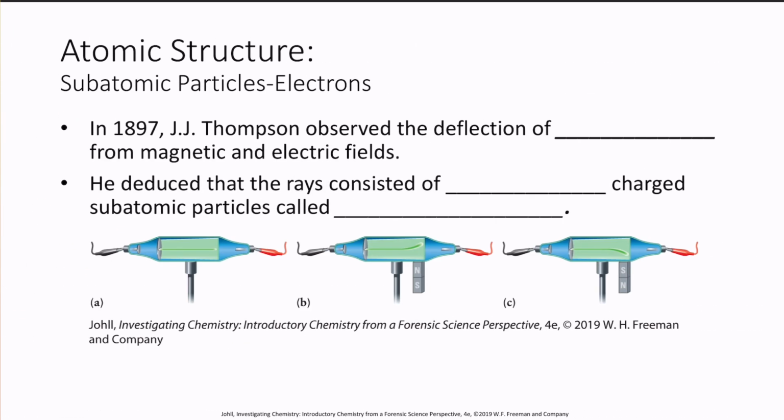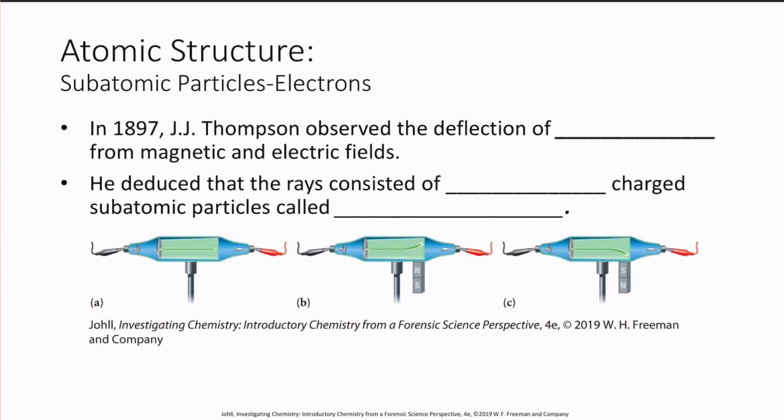Now, all atoms are made up of different things, and these are known as the subatomic particles. So sub just means smaller. Atomic is just of an atom. So these are the particles that make up the atoms. They're smaller than an atom.